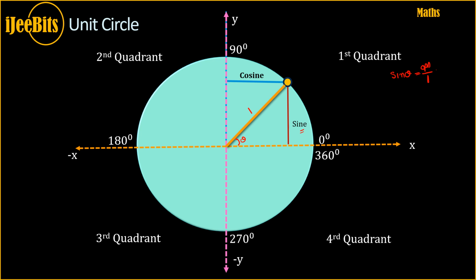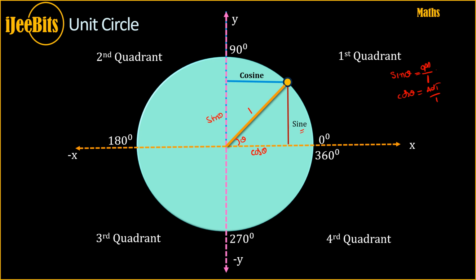Similarly, cos theta can also be represented. Cos theta means adjacent by 1, so adjacent is equal to cos theta. That's why this is cos theta. So cos theta and sine theta. This is also sine theta because both are parallel. But this is how you can note it.